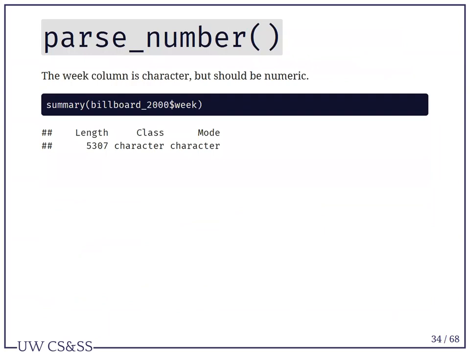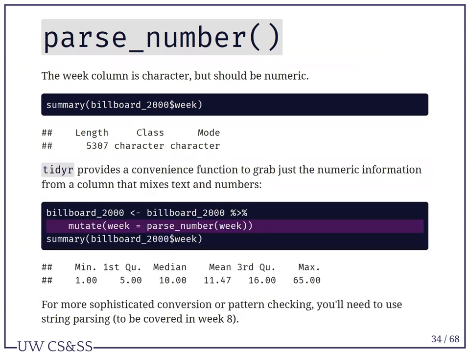So the week column is currently a character. One thing we'll probably want to do is make it into a number. Tidier provides a convenience function to grab just the numeric information from a column that mixes text and numbers. Actually, I think that parse number is in the reader package. I can't recall. I'll trust the slide.